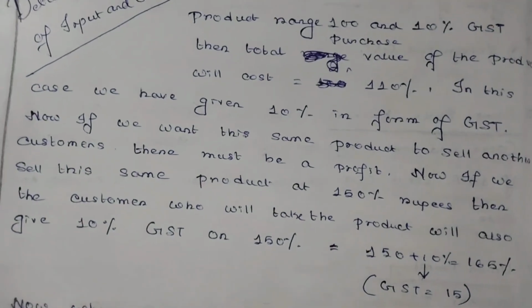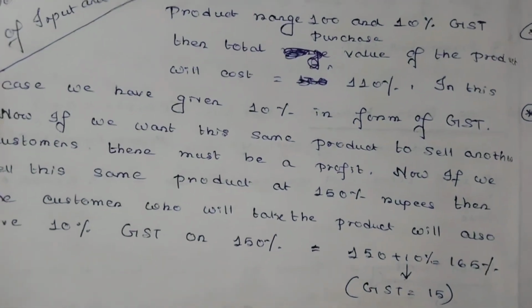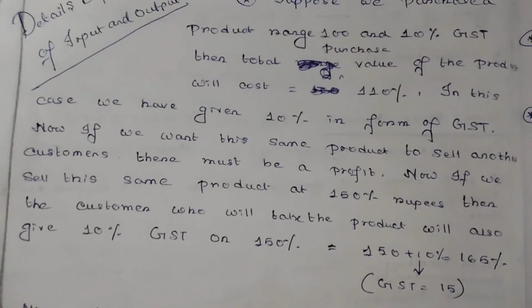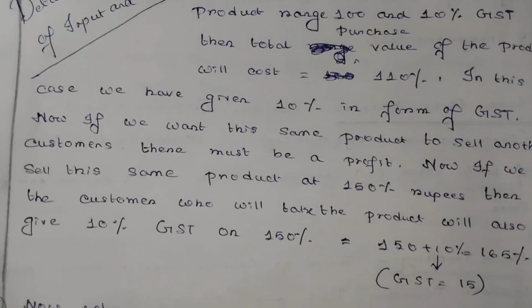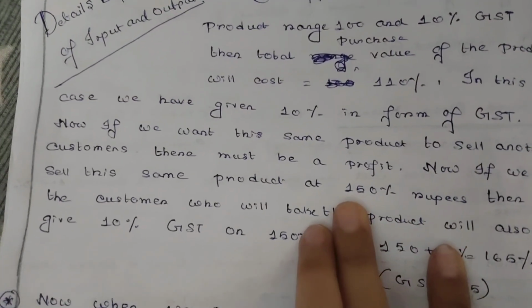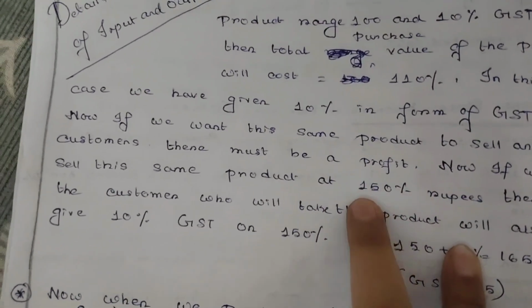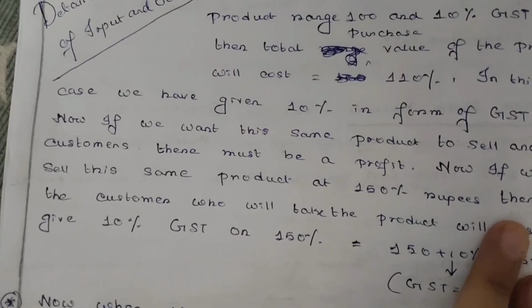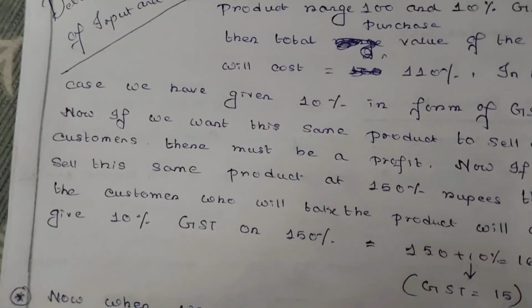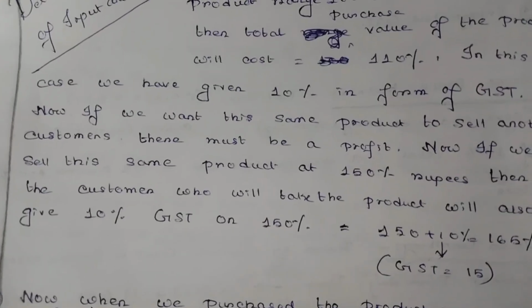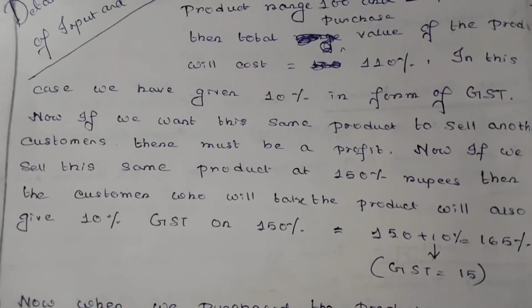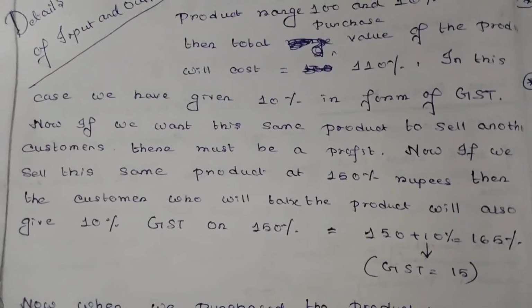Now if we want to sell the same product we purchased to a customer, there must be a profit. If we sell the same product at 150 rupees with 10% GST, 10% of 150 rupees means 15 rupees as GST. That means 165 total. The customer will take the product and will also give 10%, so 165 is the total.